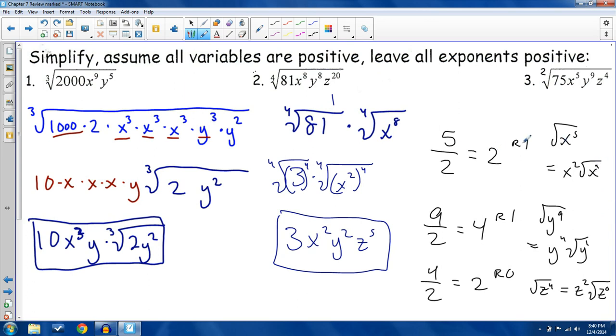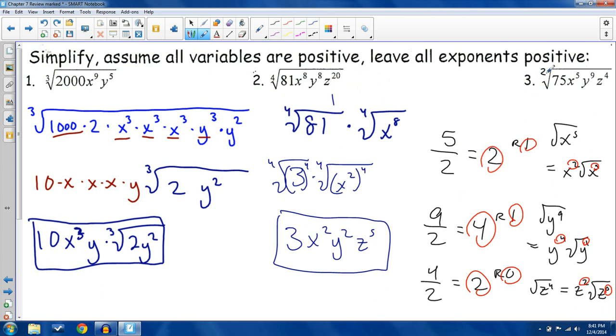Can you notice what happens here? When I did 5 over 2, that was 2 remainder 1. Look where that 2 ended up. That 2 is the same as this 2 right here. This 1 is the same as this 1 right here. This 4 is the same as this 4 right here. This 1 is the same as this 1 right here. And this 2 is the same as this 2 right here. And this 0 is the same as this 0 right here.